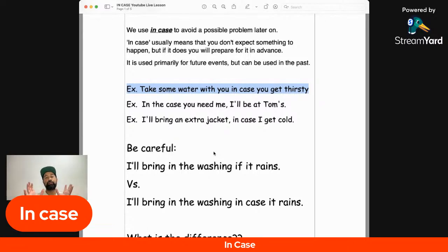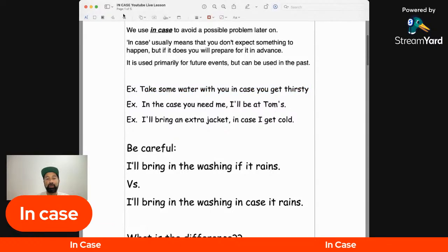So we have two parts of this sentence. We've got, of course, the phrase that we are studying today, in case. Now we've got a sentence before and a sentence after. One is the solution. One is the possible problem, the potential problem, in this situation.